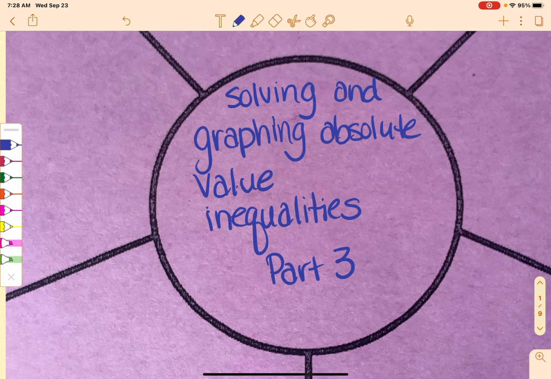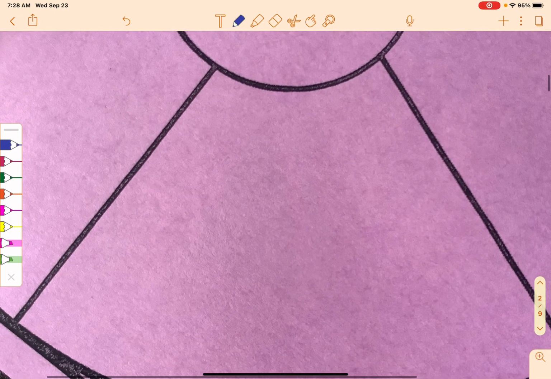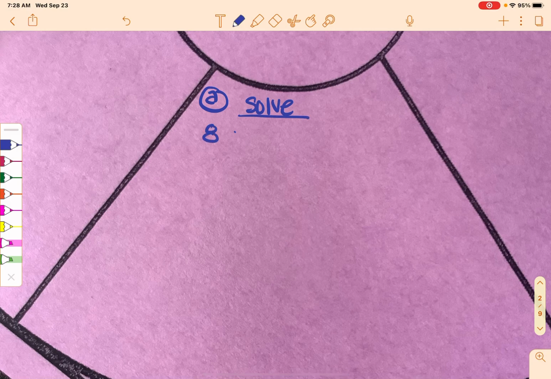Now we're going to do two examples that we are going to solve and graph, and we're going to go a little bit more complex on these so we can make sure you're ready for that. So on the first one, I'm going to do this A, and then I'm going to mark this as solve. And you have 8 plus the absolute value of 4v minus 7 is greater than or equal to 17.